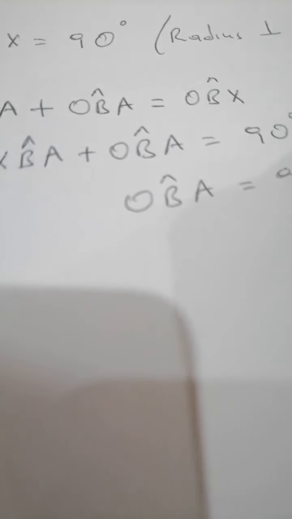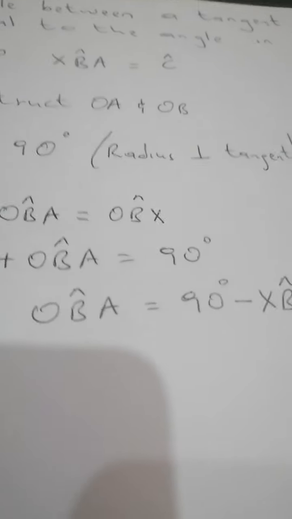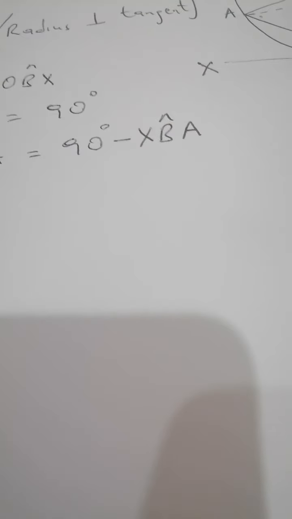So now remember that our intent is to get the angle that is interior to triangle AOB. So we need to make angle OBA the subject of the formula here. So angle OBA is equal to 90 degrees minus angle XBA. Okay, so we are happy now because we have one angle within triangle AOB that we know.